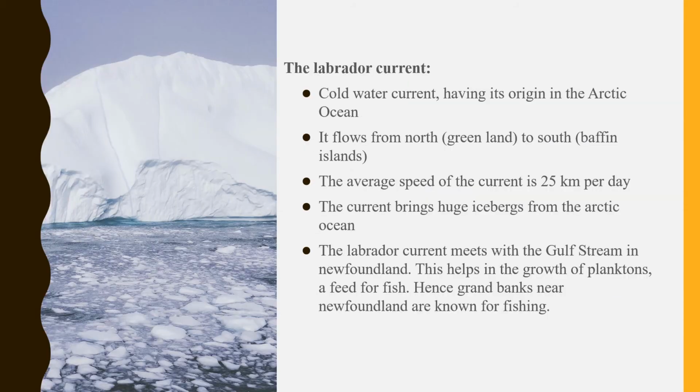The Labrador current. The Labrador current is a cold current having its origin in the Arctic Ocean. It flows from North Greenland to South Baffin Islands. The average speed of the current is 25 kilometers per day. The current brings huge icebergs from the Arctic Ocean.